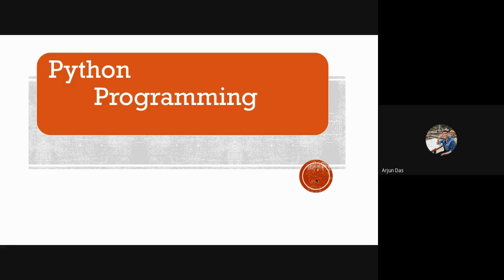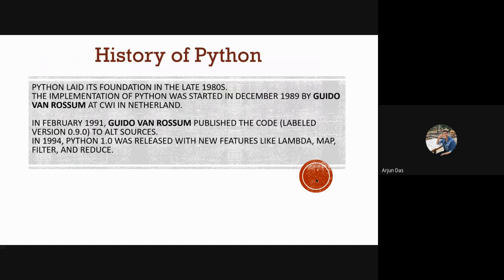Before that, we'll just talk about the history of Python. Python laid its foundation in the late 1980s, and its implementation was started in 1989 by Guido van Rossum in the Netherlands. And by 1991, Mr. Guido was able to publish the code. That is how in 1991 Python laid its actual foundation in the world of coding.